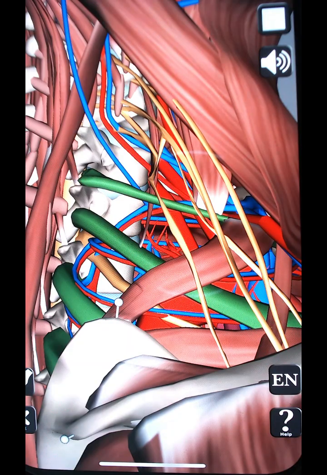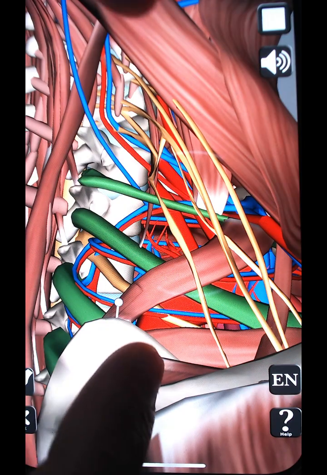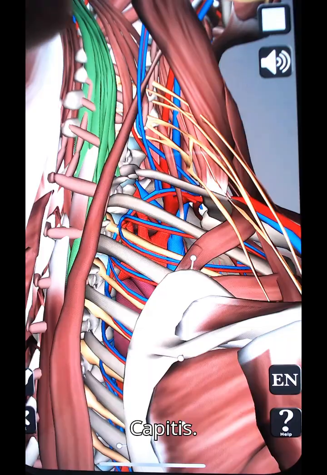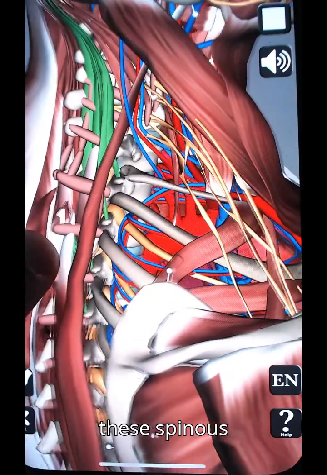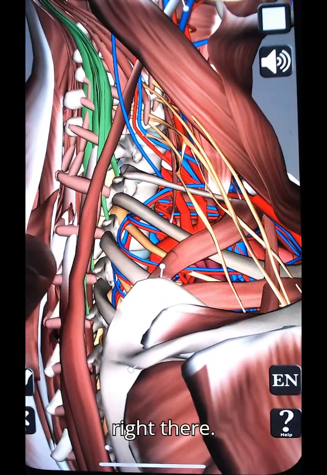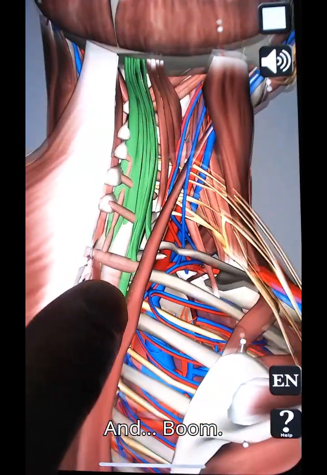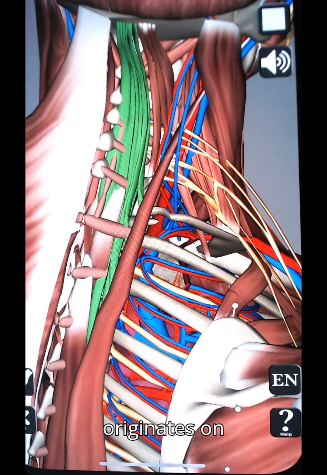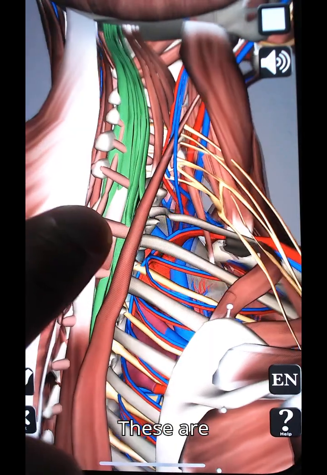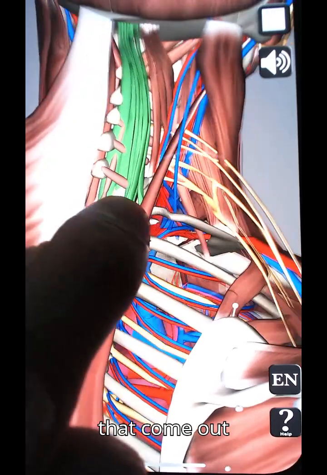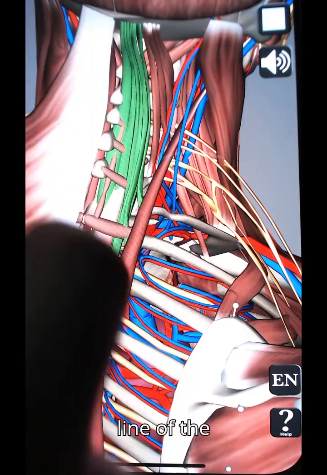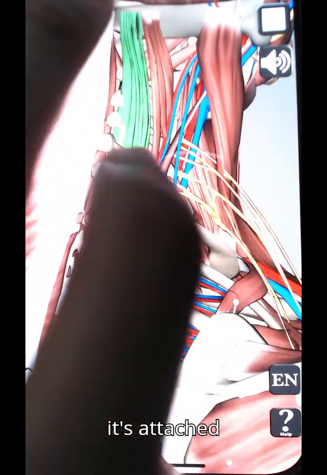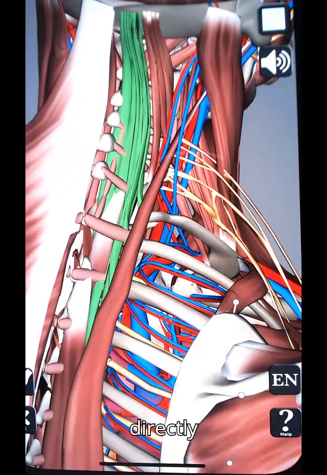The next thing we're going to talk about is the semispinalis capitis. All right, semispinalis capitis. That's this one right here. It's a beauty. Look at that. Attaches to these spinous processes right there. And boom. Let's talk about it. It originates on the transverse processes. These are the little projections that come out of the side of the neck bones themselves, and they go to what's called the nuchal line of the head, which is right over there. So it's attached onto that nuchal line. So this directly affects your neck.